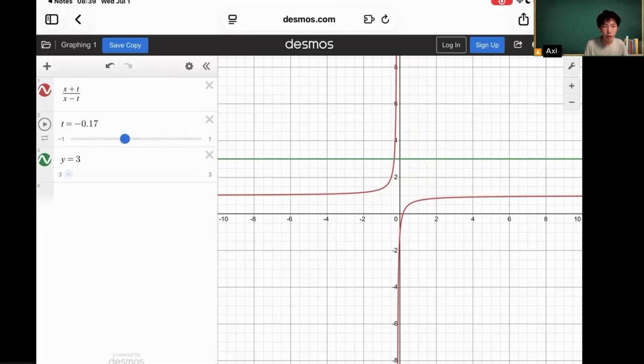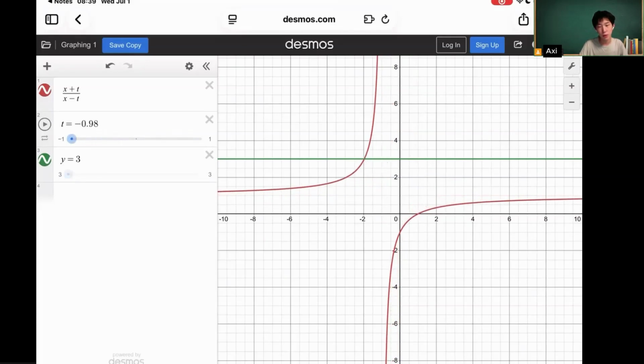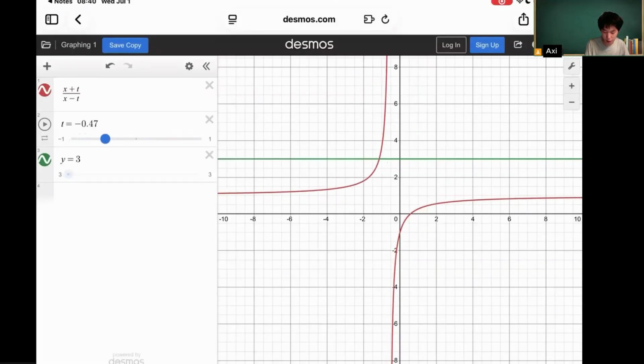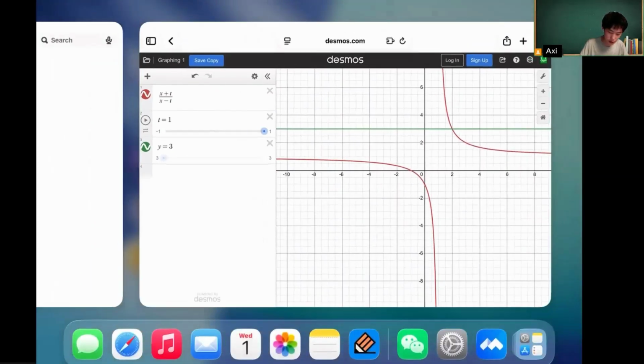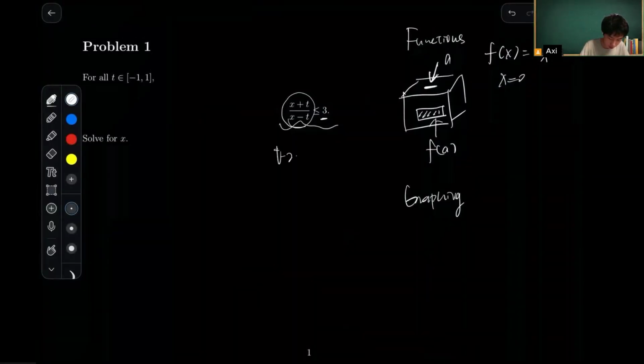And when we move across t equals 0, of course, points on the right side of the y-axis always lie below y equals 3. So we have successfully solved that the interval 0 to 2 is the solution. And similarly on the left side, negative 2 to 0 is also the solution. So the answer to the entire inequality would simply be -2 to 2.